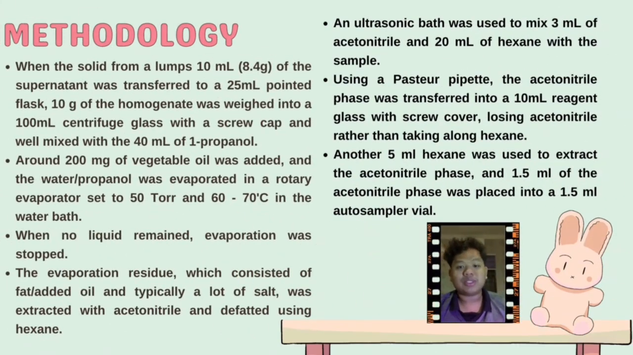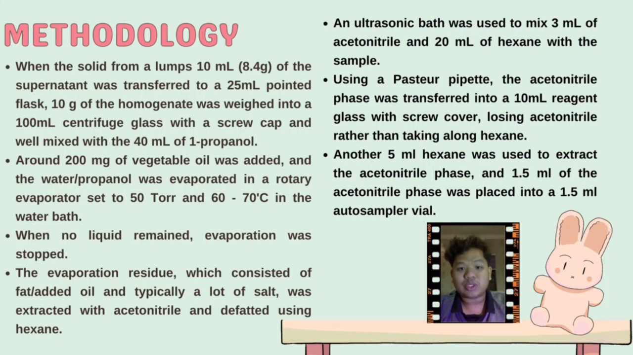10 ml of the solution was transferred to a 25 ml pointed flask. 10 grams of the homogenate was weighed into a 100 ml centrifuge glass with a screw cap and well mixed with 40 ml of 1-propanol. Around 200 mg of vegetable oil was added and the water and propanol were evaporated in the rotary evaporator set to 50 torr and 60 to 70 degrees C in the water bath. When no liquid remained, evaporation was stopped.